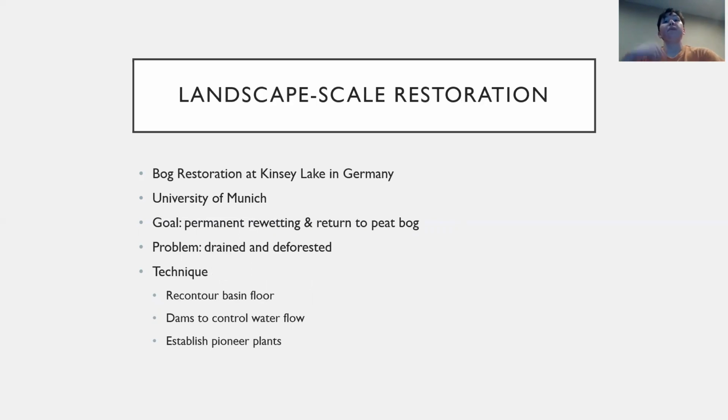An example of a landscape scale restoration would be the bog restoration at Kinsey Lake in Germany. It is done by the University of Munich. The goal of this case study was a permanent rewetting and return to a bog ecosystem. The problem was that it was previously drained and deforested, and the main techniques to return it are to recontour the basin floor, create dams to control water flow, and establish pioneers.